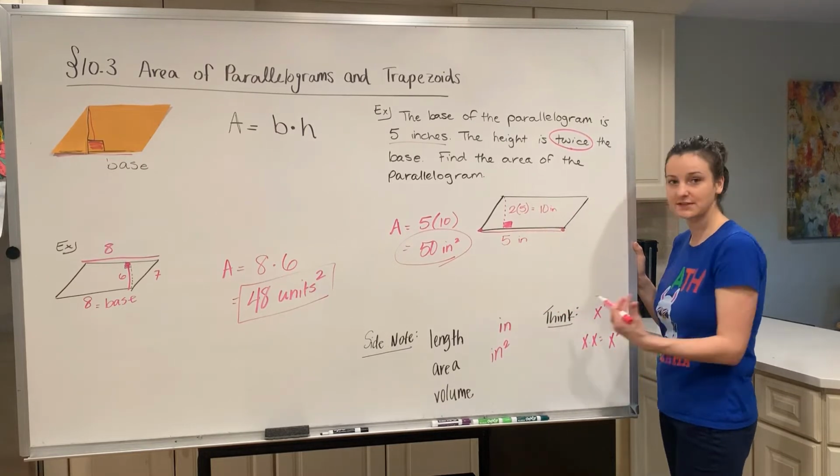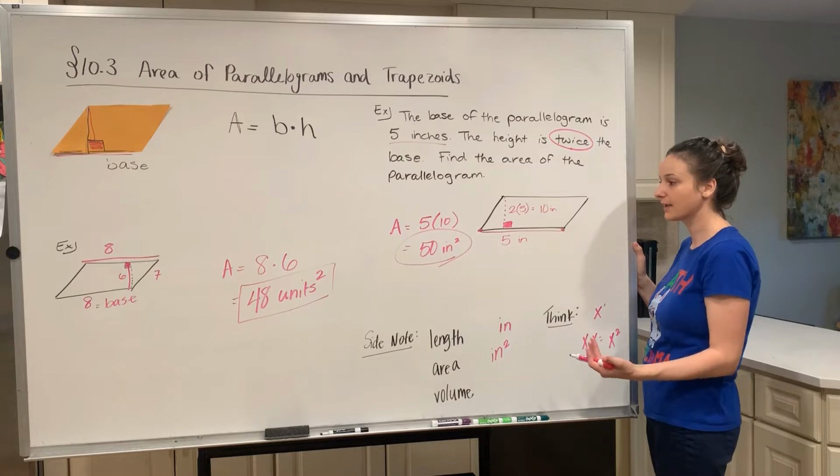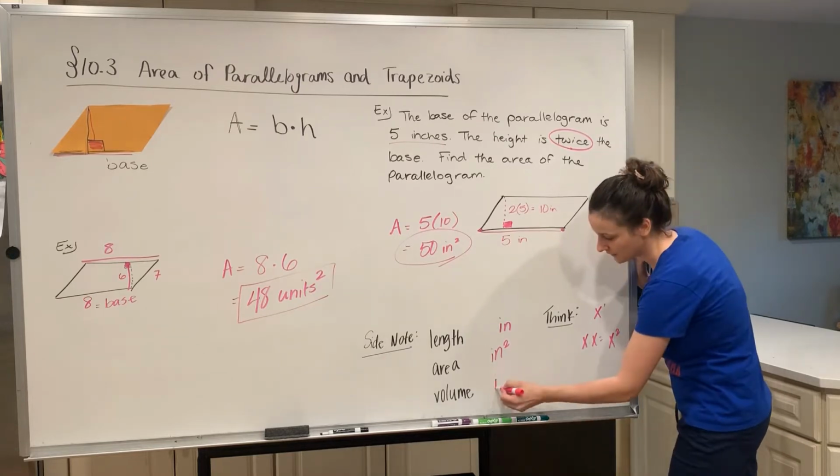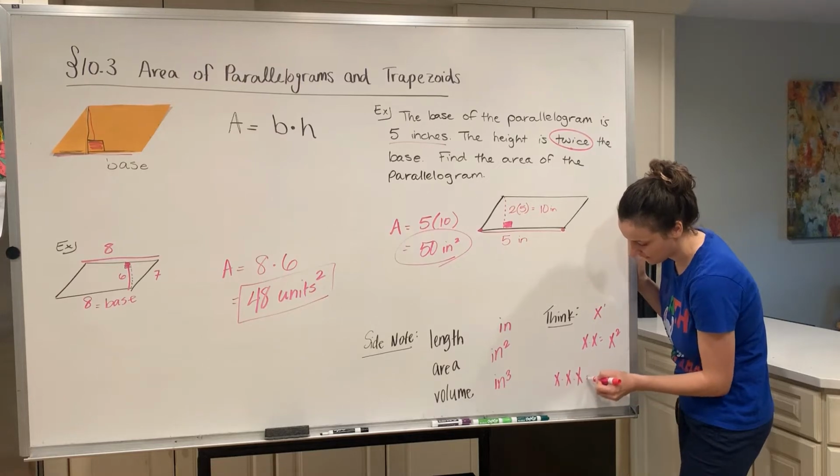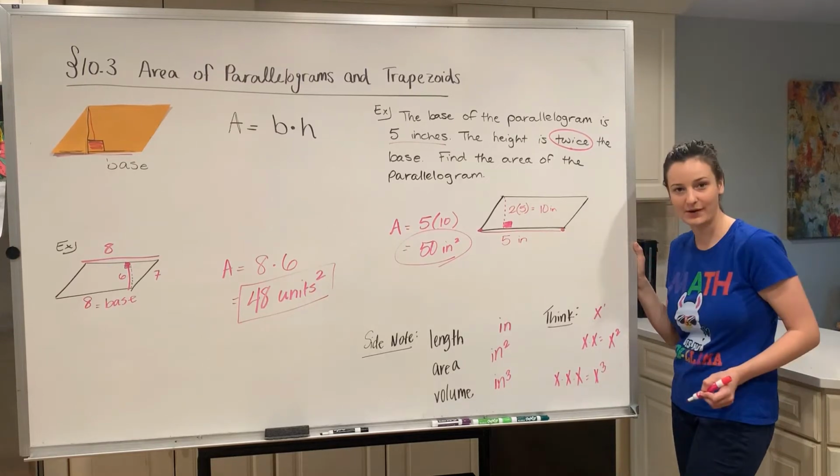And volume, which is later this chapter, we're going to be multiplying 3 variables. So this is going to be inches cubed. Think x times x times x, which would produce x to the third power.